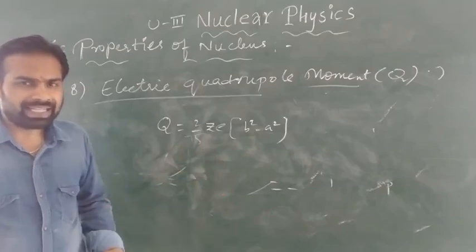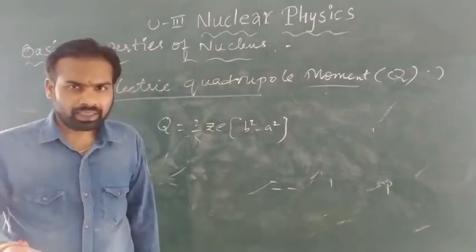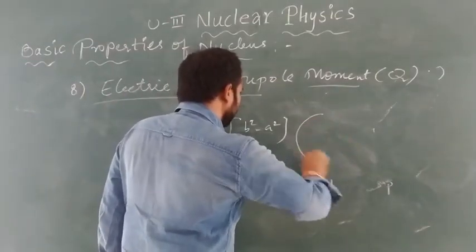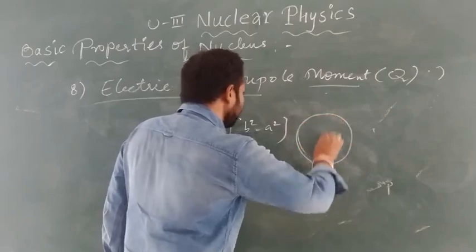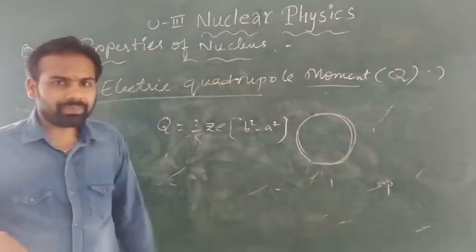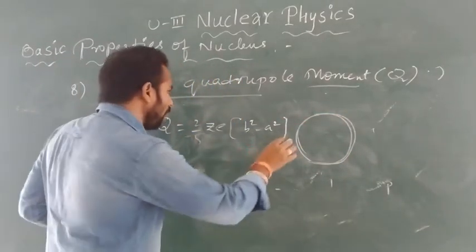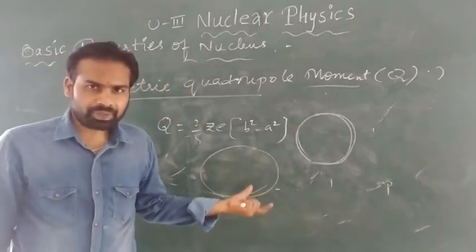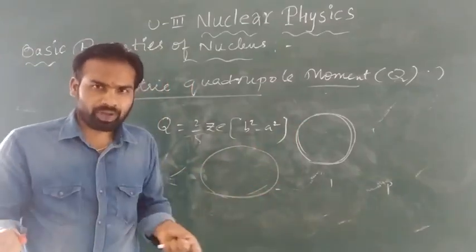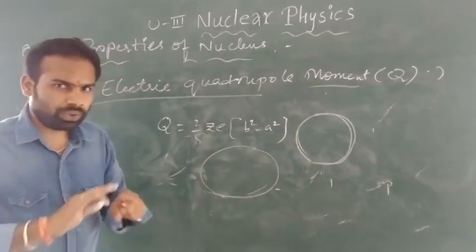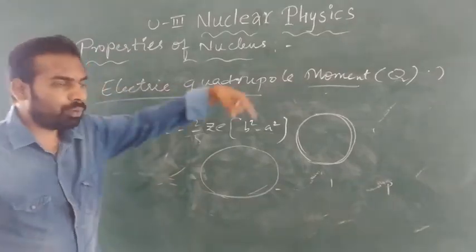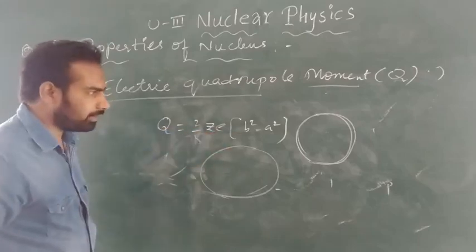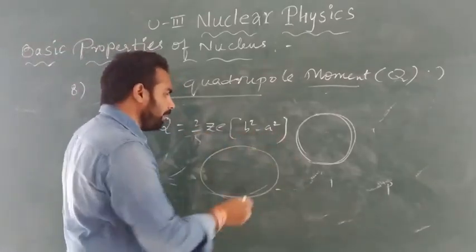Why does the electric quadrupole moment occur? Because we know the nucleus is in spherical shape. But in reality, it is not spherical but ellipsoidal in shape. Due to this shape orientation, the electric quadrupole moment occurs. Q is equal to 2 by 5 Ze into B square minus A square, where B and A are the minor and major axes.